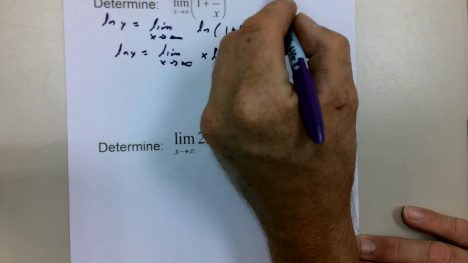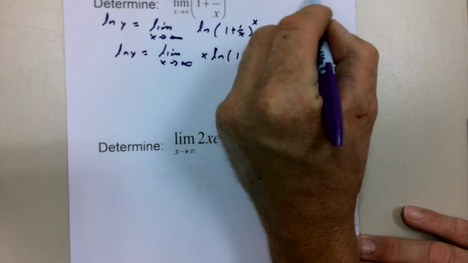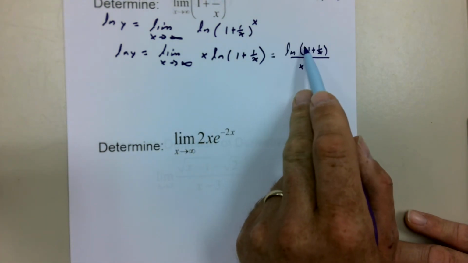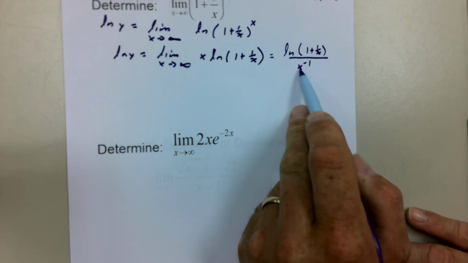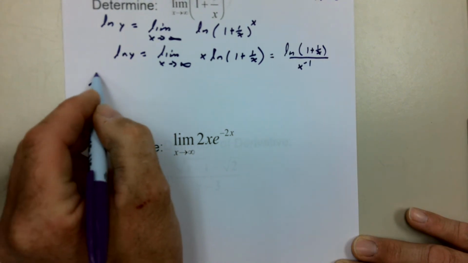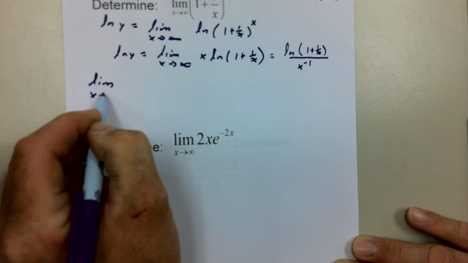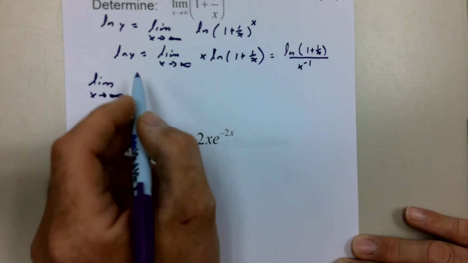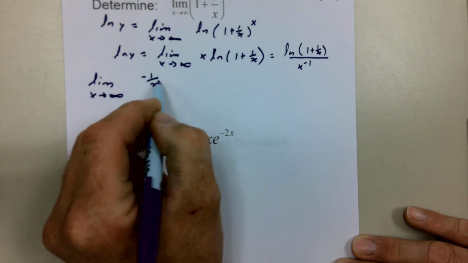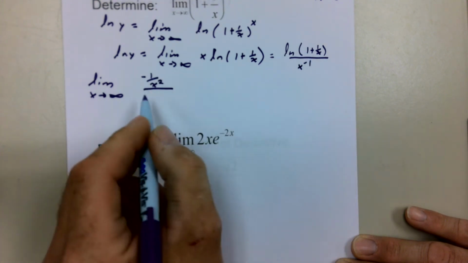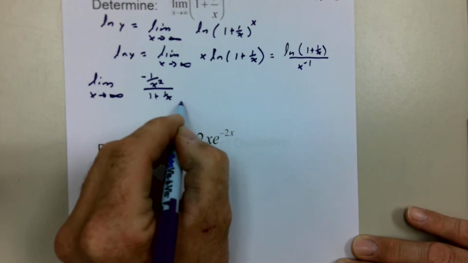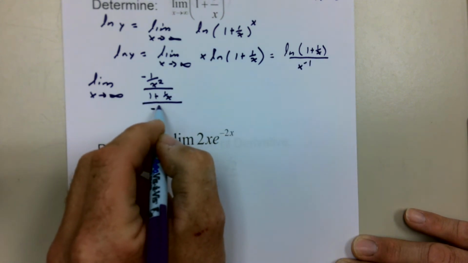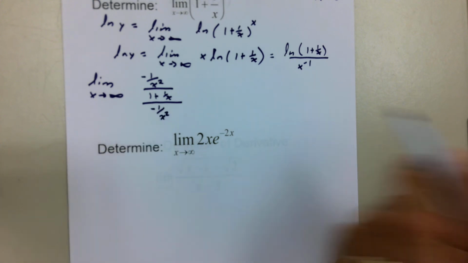I didn't put it up here, L'Hopital's rule applies, doesn't it? So make sure we put that in there. So here now I'm going to take the derivative of the numerator, divided by the derivative of the denominator. So I'm looking at the limit as x goes to infinity of the derivative of the natural log of 1 plus 1 over x, which is negative 1 over x squared over that original function, 1 plus 1 over x. And that's going to be divided by the derivative of x to the negative first, which again is negative 1 over x squared.